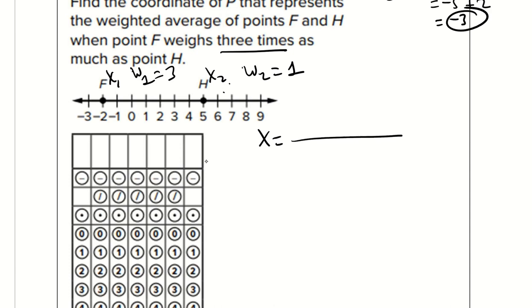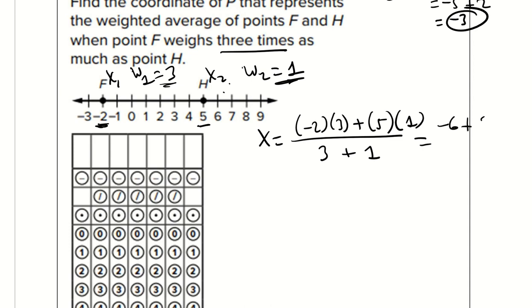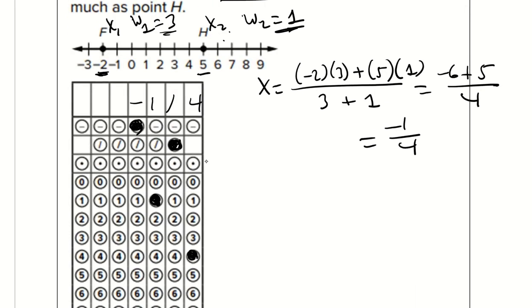So we get X is equal to X1, which is -2, times W1, which is 3, plus X2, which is 5, times W2, which is 1, over W1 plus W2. So -2 times 3 is -6. 5 times 1 is 5. 3 plus 1 is 4. -6 plus 5 is -1. So we have -1 over 4. Just in case they give you a grid and option, at least you know how to fill that in.